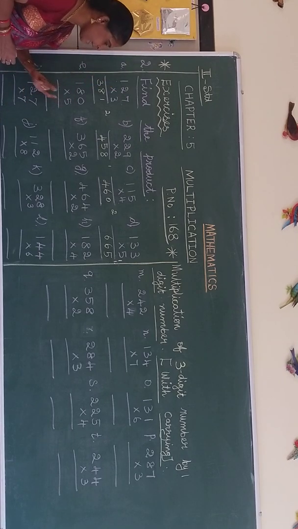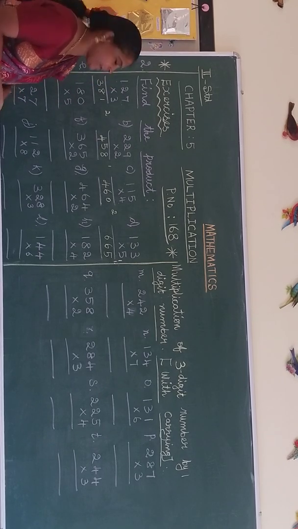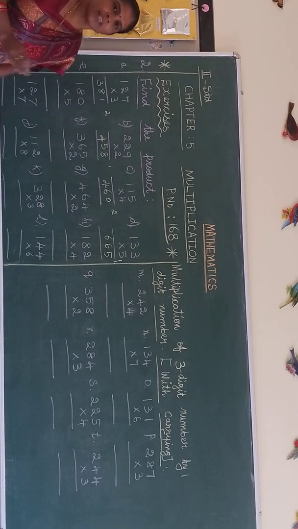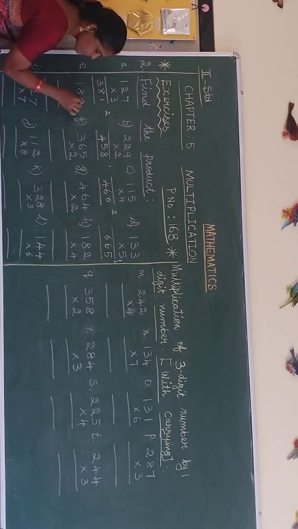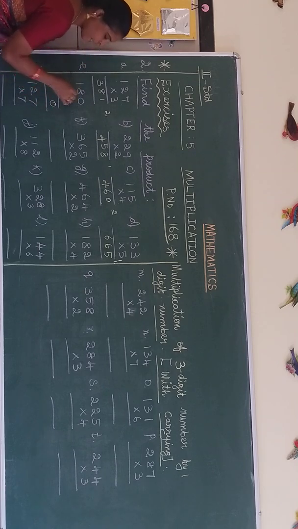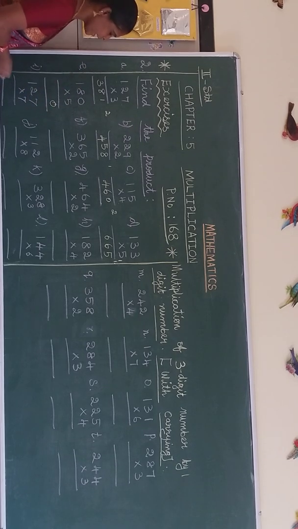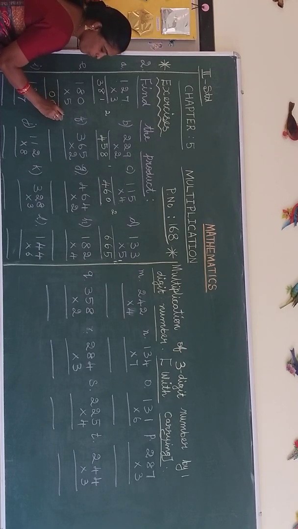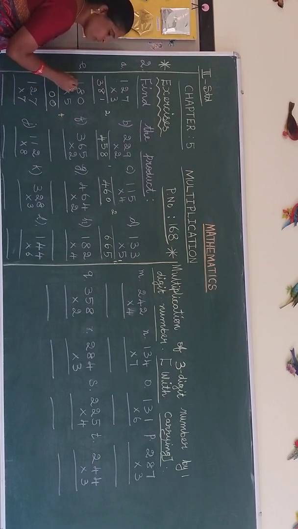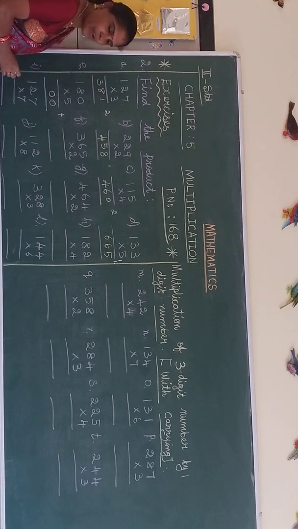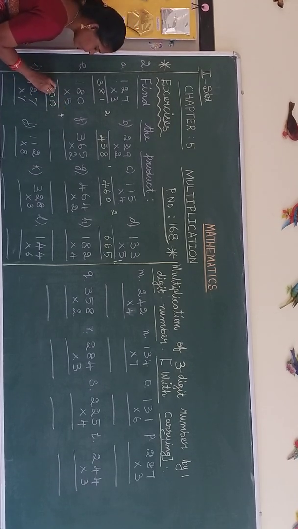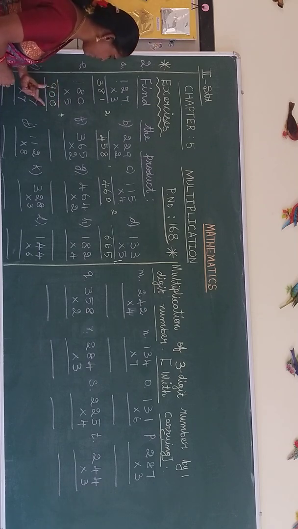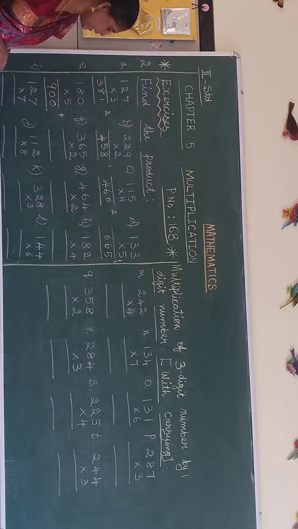And 180 multiplied by 5. 5 zeros are 0 only. Very good. 5 zeros are 0, and 5 eights are 40. In this 40, 0 in the tens place, 4 on the side. Again 1 five is 5 only. 5 plus 4 is 9. So 180 multiplied by 5 is equal to 900.